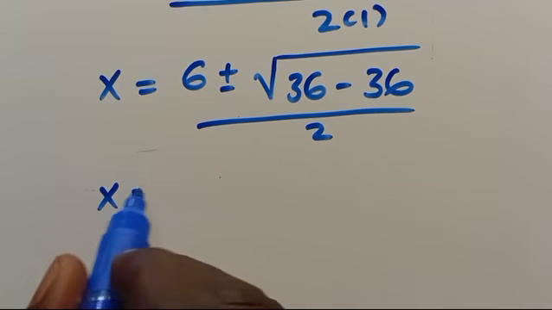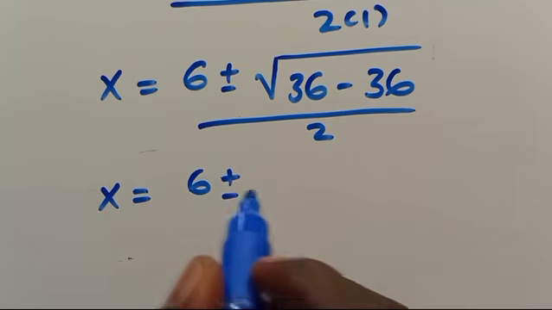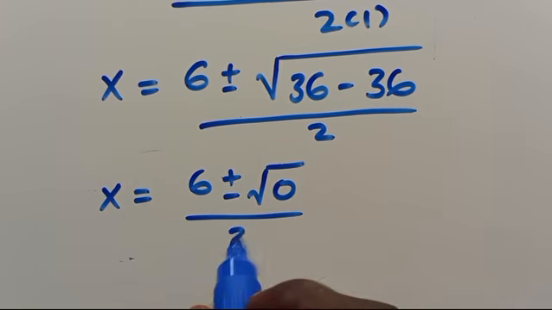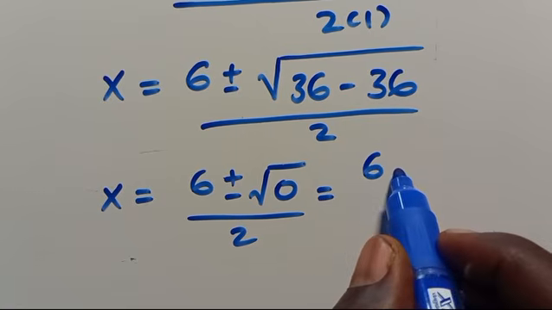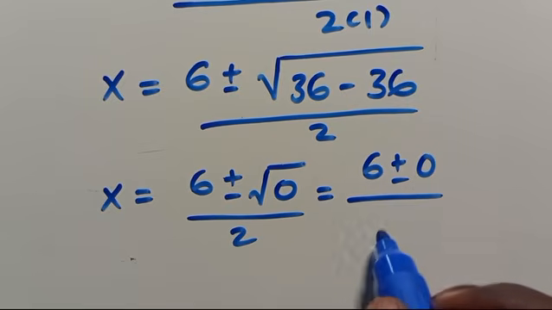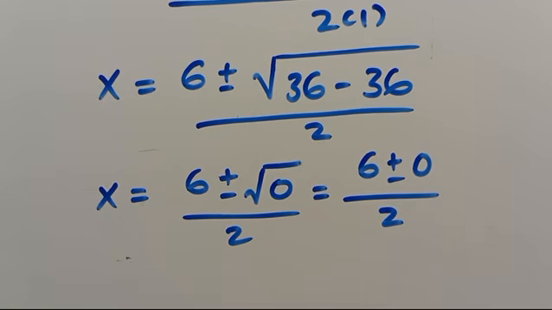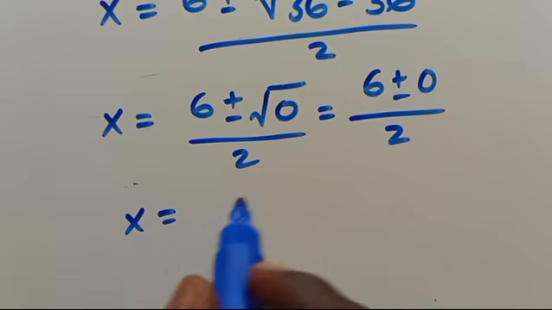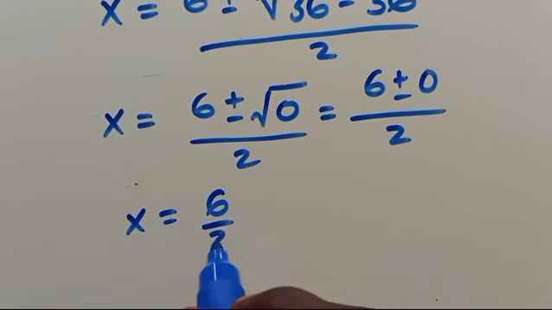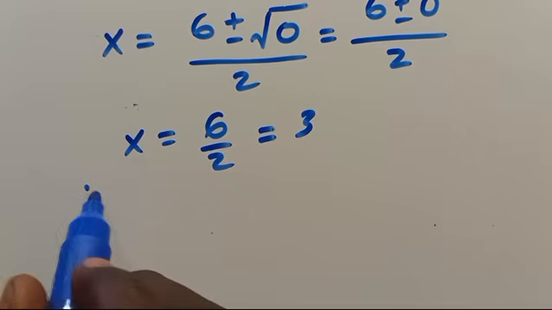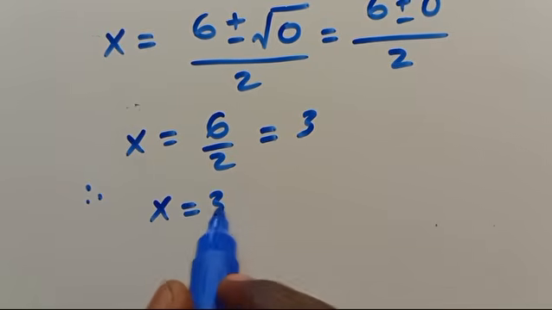Now we have x equals 6, positive or negative, square root of 36 minus 36, which is 0, over 2. Then this will be 6 positive or negative, root of 0 is 0, over 2. Then from here, we have x to be 6 over 2. And this 6 over 2 will be 3. So we have x to be equal to 3.